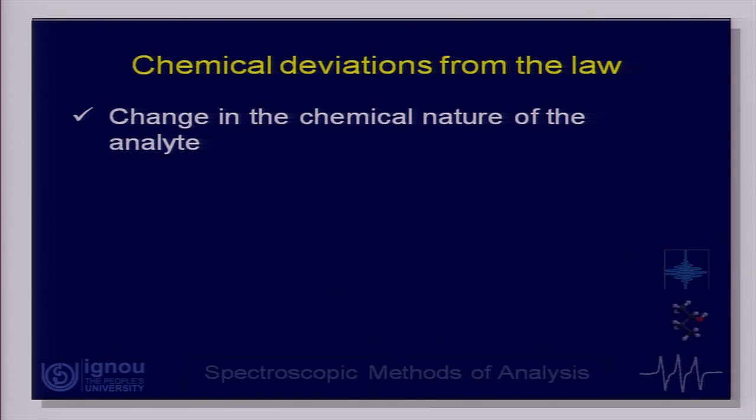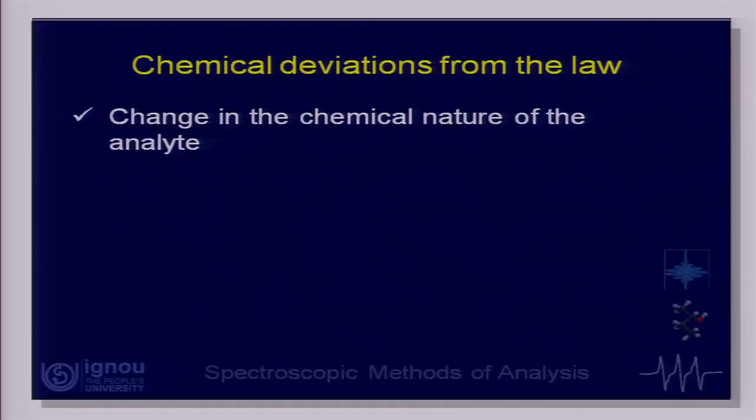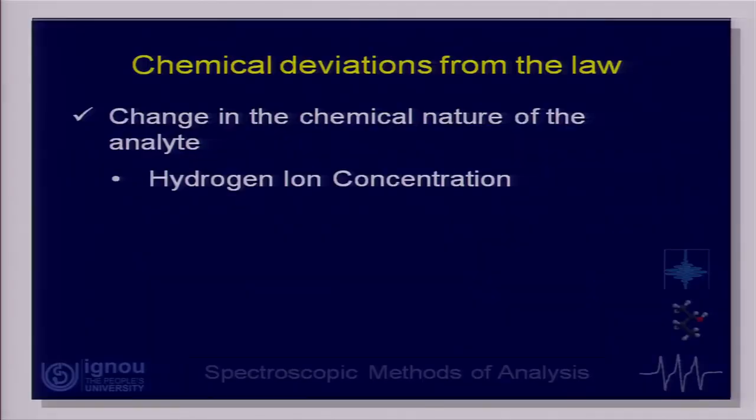They are the chemical deviations, as the name suggests. These are deviations arising out of some change in the chemical nature of the analyte. Okay. There are different ways this can happen, and one typical observation is the hydrogen ion concentration. Hydrogen ion is a very common factor which causes chemical deviations from the Beer-Lambert law.